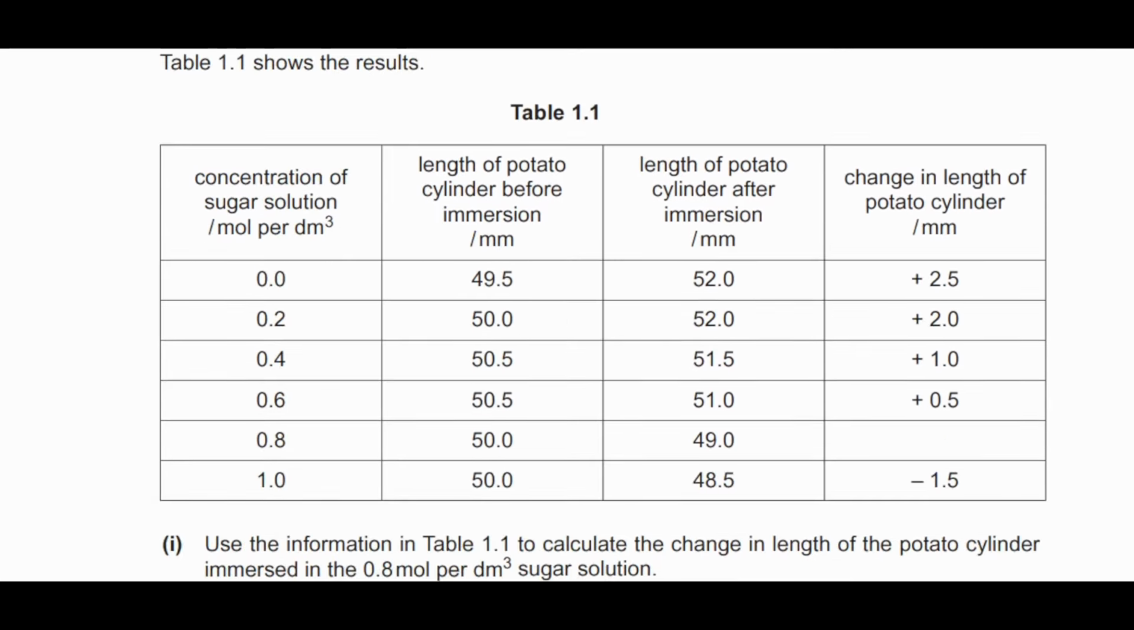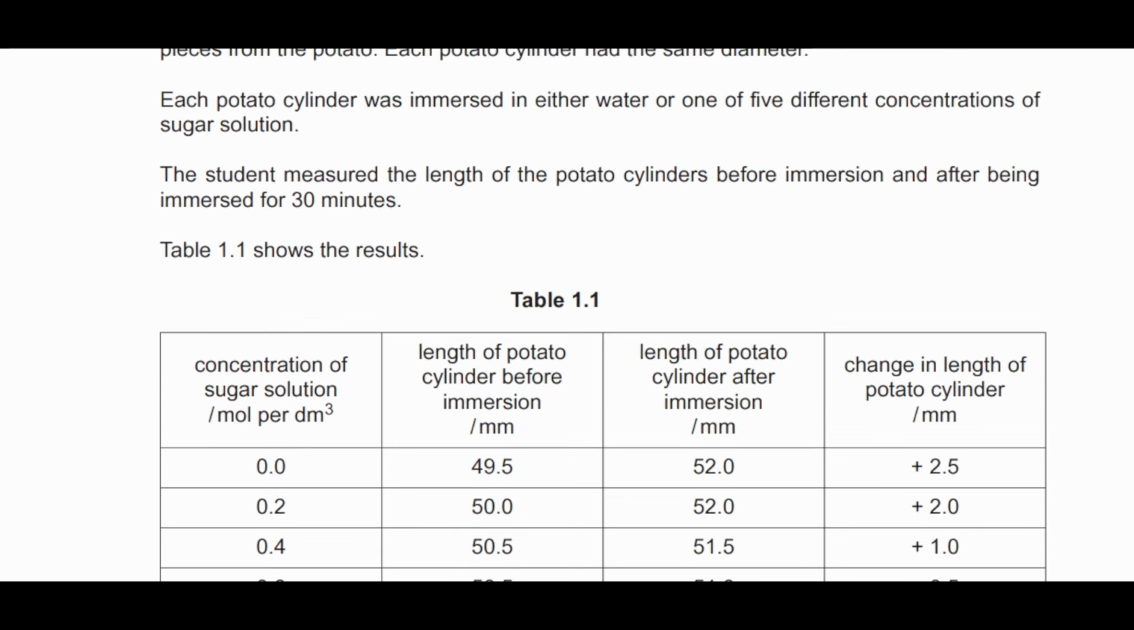Okay. Now, C. A student used a potato as a source of plant tissue. A student cut 6 cylinder-shaped pieces from the potato. Each potato cylinder has the same diameter. Each potato cylinder was immersed in either water or one of 5 different concentrations of sugar solution. The student measured the length of the potato cylinders before immersion and after being immersed for 30 minutes.